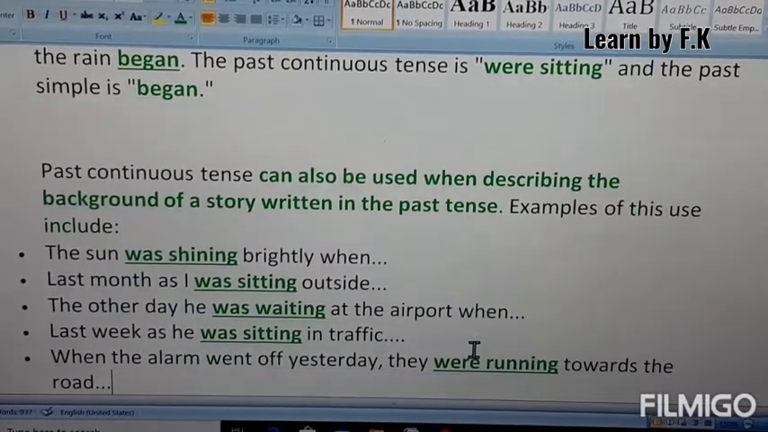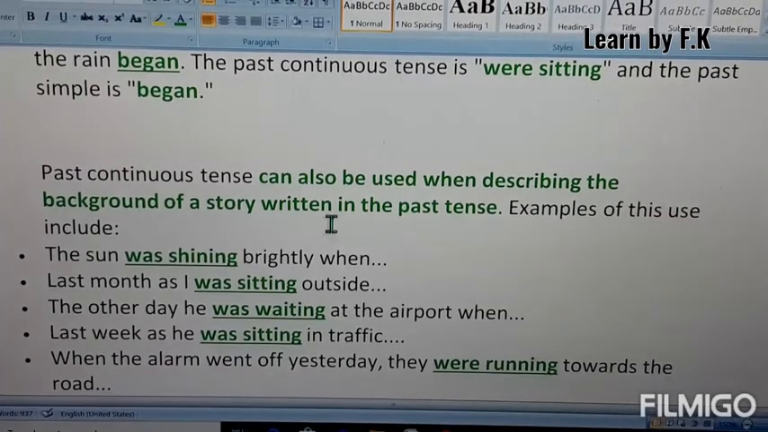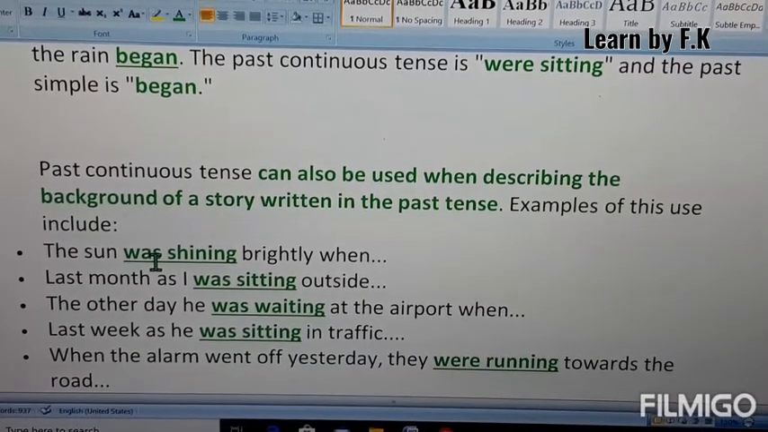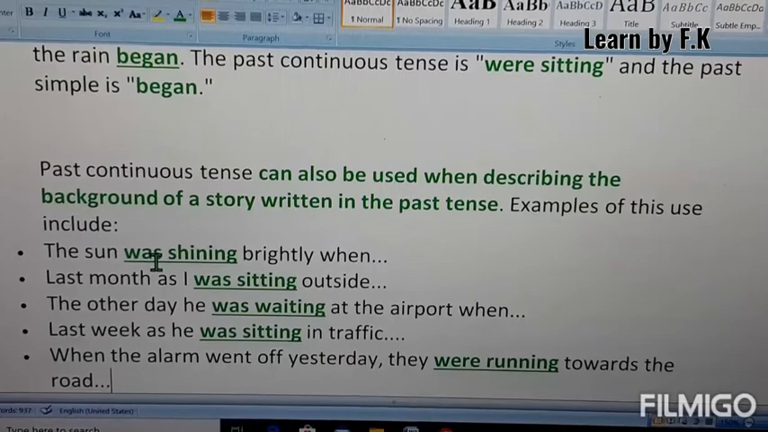Past continuous tense can also be used when describing the background of a story written in the past tense. In this way, you can describe the background of any story. For example: the sun was shining brightly when I woke up. The sun was shining brightly is the background. When I woke up means, for example, when I woke up yesterday. So the background is that the sun was very shiny.